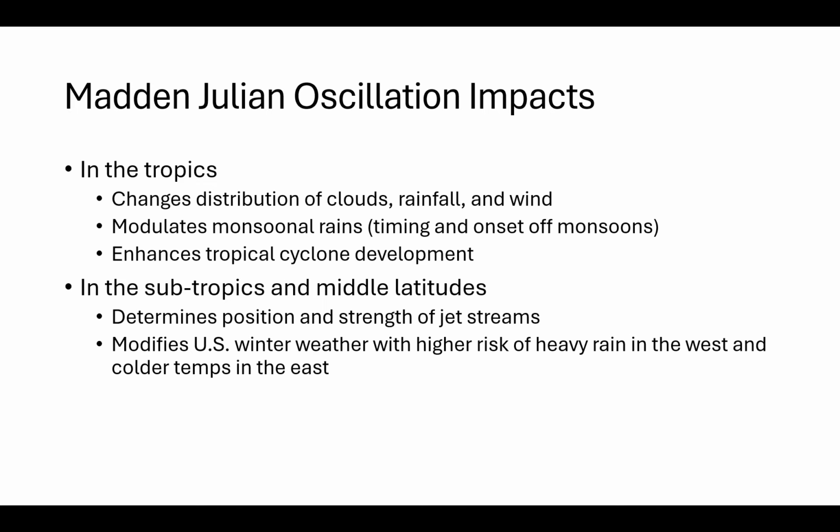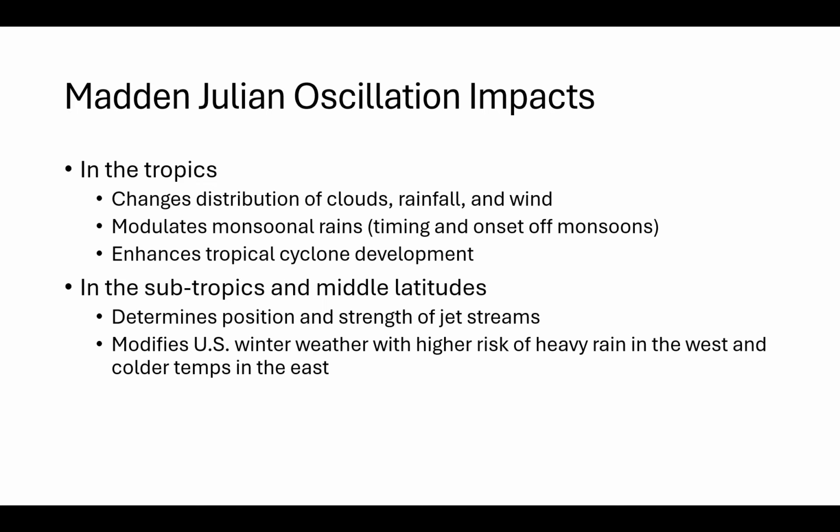Now, what does the MJO do as far as impacts? Within the tropics themselves, it results in changes in the distribution of clouds, rainfall, and the wind. In the tropics, the MJO can also modulate or change monsoonal rains. It can change both the timing, the onset of these monsoons, and the strength and intensity of these monsoons can be impacted by the MJO. This also, in the tropics, MJO will enhance your tropical cyclone development in specific phases.